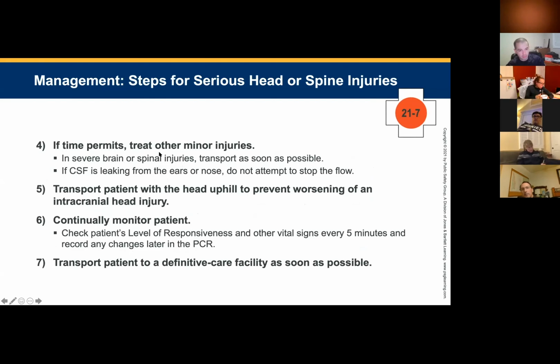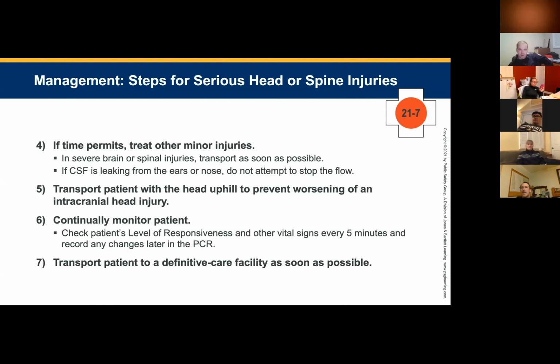Staying in line with number 4, that also involves, if you have other kinds of fractures, splinting those as well. And then we want to transport the patient with their head uphill to prevent worsening of intracranial head injury. If their head is facing downhill, that can lead to blood going to the brain even faster, whereas if the head's uphill, then they can have a decrease in that blood rush to the brain.